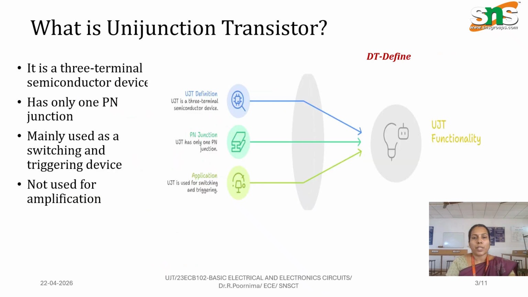So what is meant by unijunction transistor? It is a three-terminal semiconductor device which consists of only one PN junction. It is used as a switch or triggering device. It cannot be used for amplification purposes. It consists of an emitter and two bases, which are base 1 and base 2.